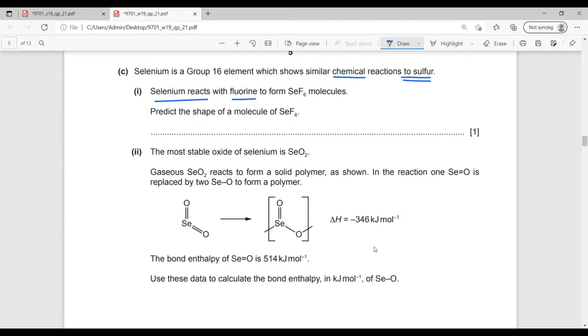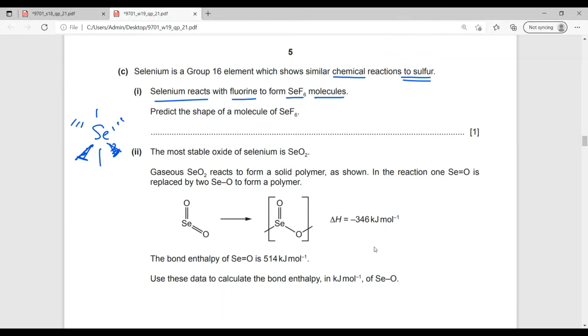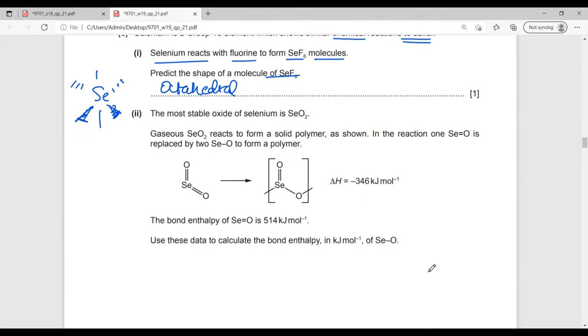Selenium reacts with fluorine to form SeF6 molecules. So SeF6 means 1, 2, 3, 4, 5, 6. So predict the shape of the molecule. So it's like this. So the shape would be octahedral. Anyway, let's move on to the next question.